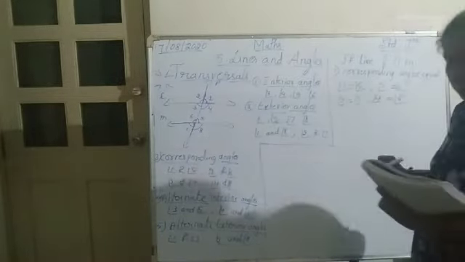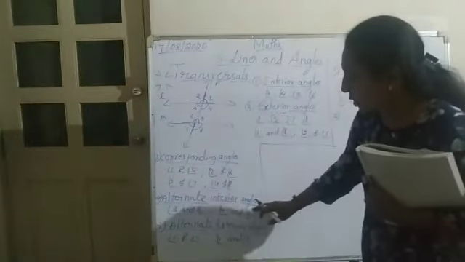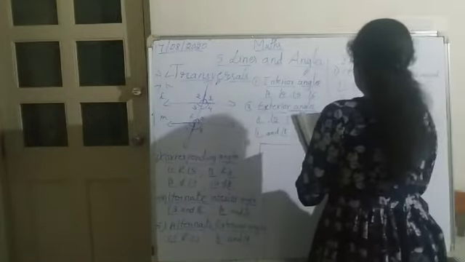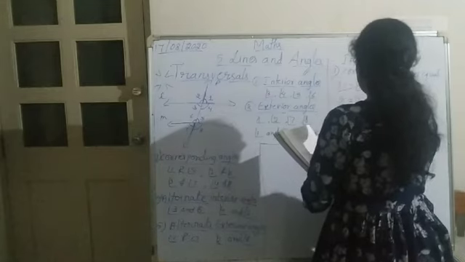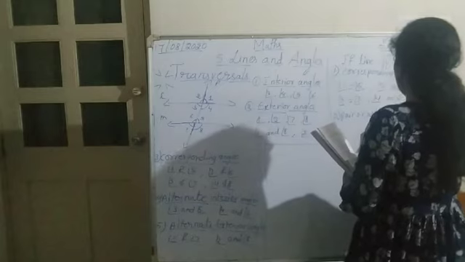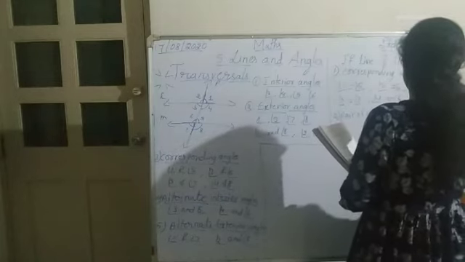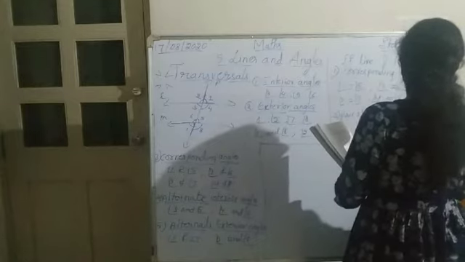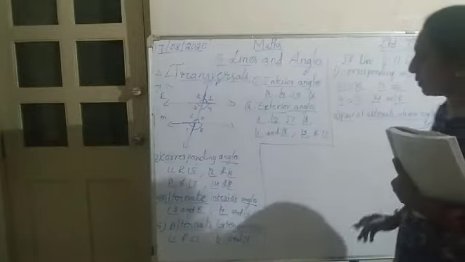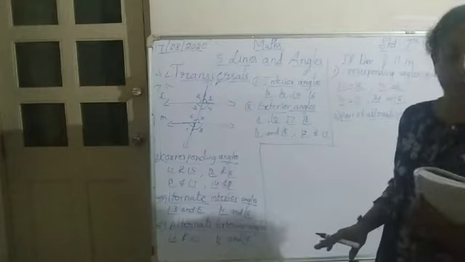Okay, now let us come to the next one, that is alternate interior angles. We say that a pair of alternate interior angles will be what? Equal. Okay, so a pair of alternate interior angles are equal. Which are those alternate interior angles? These. So these are also equal.